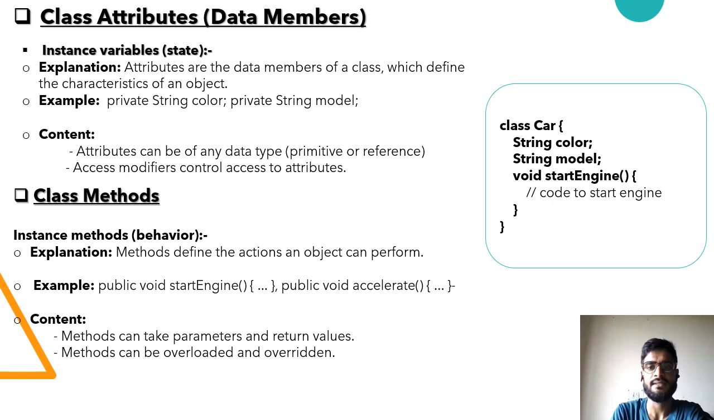So in the syntax, we can see here there is a Car class which has two attributes: String color and String model. Color and model are the attributes of the Car class, and startEngine represents the class method of the Car.